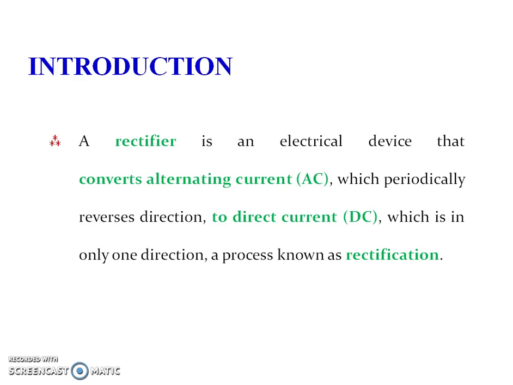A rectifier is an electrical device that converts alternating current, which periodically reverses direction, to direct current, which is in only one direction. This process is known as rectification. That is, AC current has a sinusoidal waveform with both positive and negative half cycles. And this waveform, which has both the positive and negative half cycle, is converted to a waveform which has only one direction. That is either the positive half cycle alone or the negative half cycle alone.